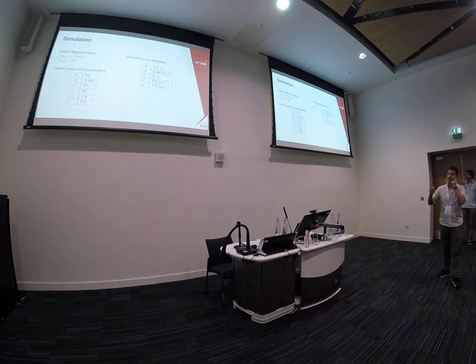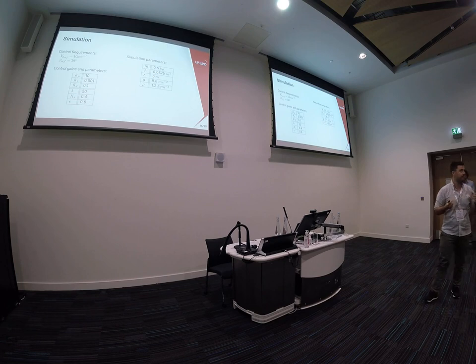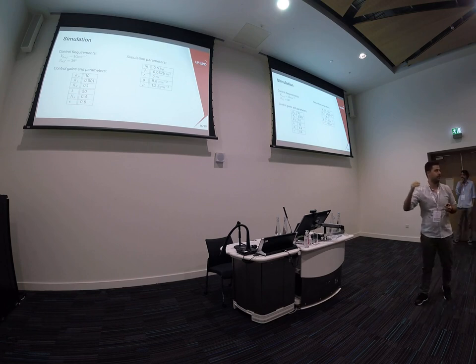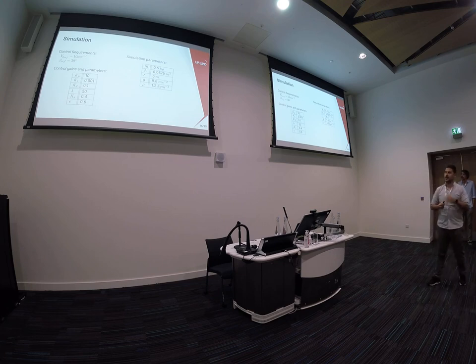So for simulation, as I said, we have two control requirements: the kite speed and the elevation angle that we want to reach in the takeoff stage. These are some control gains and parameters and simulation parameters. As you can see, the mass and the area are really not that big. We are starting with a really small scale prototype with a wingspan of 50 centimeters, so it's really small.